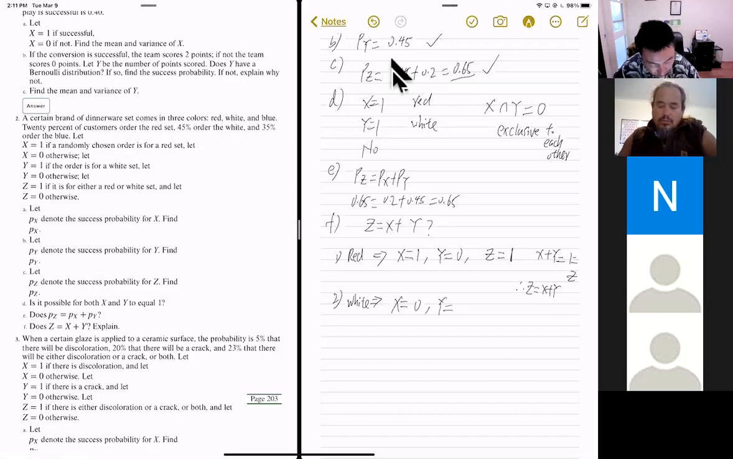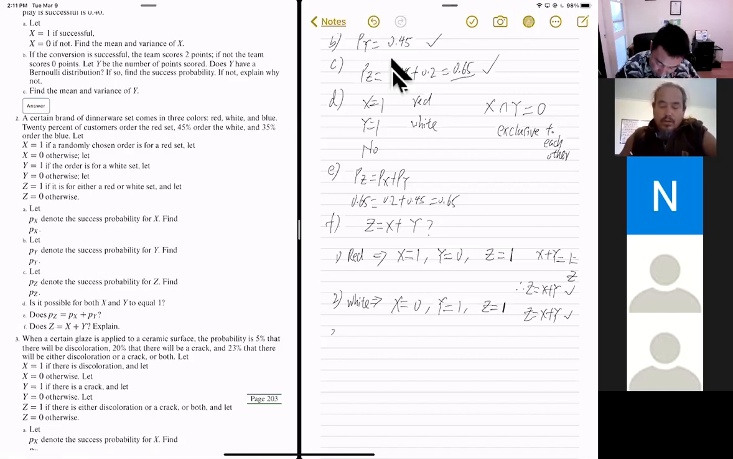And Y is equal to 1. So Y equals 1 when the color is white. And Z is also equal to 1, because Z equals 1 when the color is red or white. So again, when the color is white, we found out Z is equal to X plus Y. Check. And then we check the third of the three scenarios when the color is blue.